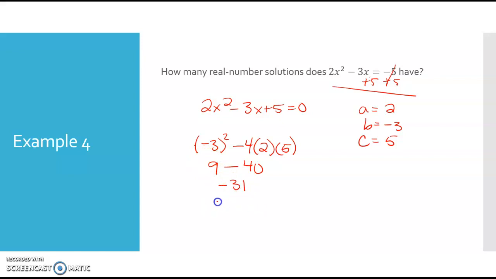And then because this is less than 0, let's put that up here. That is less than 0. We have no real solutions. And that's it. That's all you do for the discriminant. Again, if it would have been positive, we would have had 2 real solutions. If we would have ended up with 0, then we'd have 1 solution. But that's all you have to do.